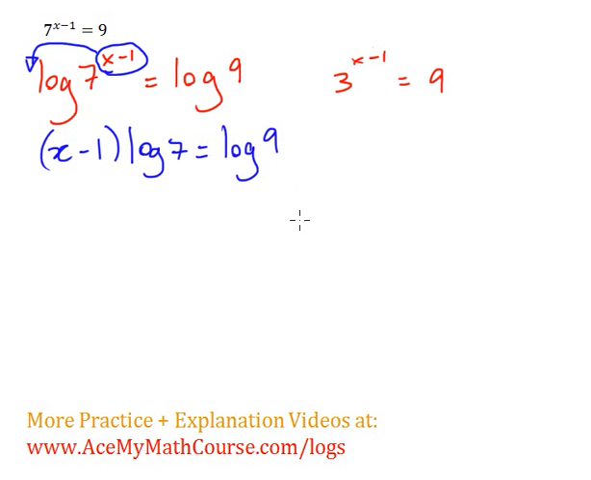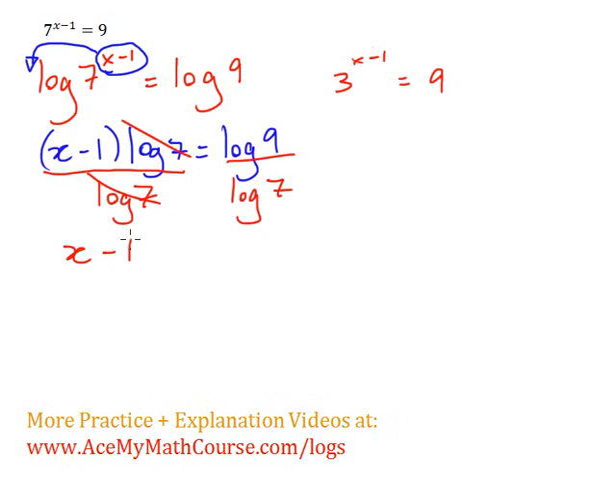All right. Great. Now what can I do? I can actually just divide both sides by log 7, because I want to isolate x eventually, don't I? Yes, I do. So log 7's go away. That's great, because now I have just the x minus 1 equals log 9 over log 7.